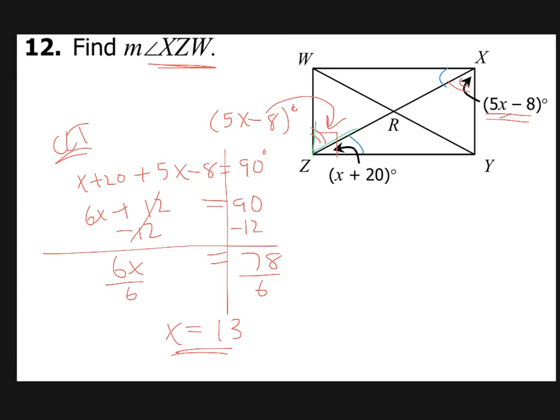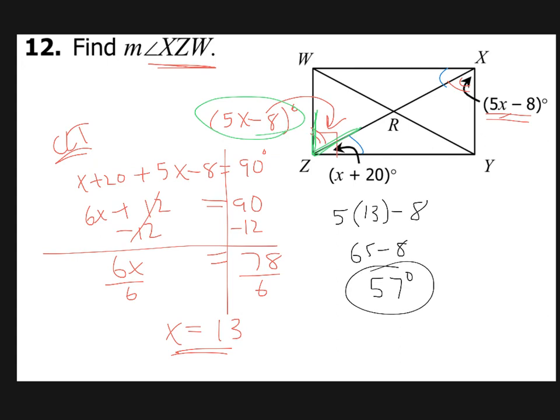XZW is right here, this angle. And we said that that was worth 5x minus 8. So I'm going to take the 5 times my value of 13 and subtract 8. Well, let's see. 5 times 13 is 65. Minus 8 is 57 degrees. So the final answer for this is the measure of angle XZW is 57 degrees.